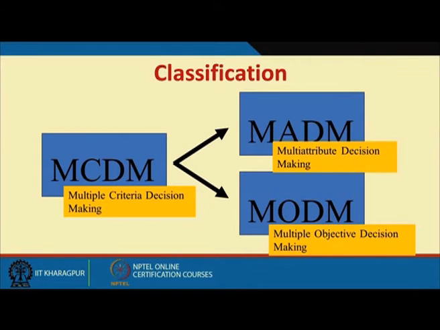Now, you see that, as I said, the classification can be done in this way. Multi-criteria decision making is classified into two parts, one is MADM and another one is MODM. MADM works on the situation where the number of alternatives is finite, the feasible space provides a finite number of alternatives, and MODM is applied when we have an infinite number of alternatives.